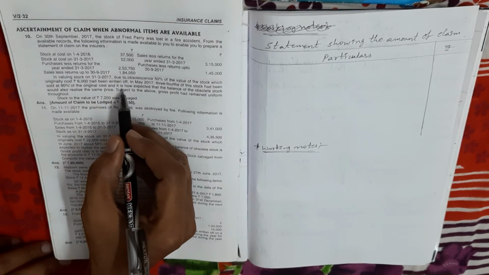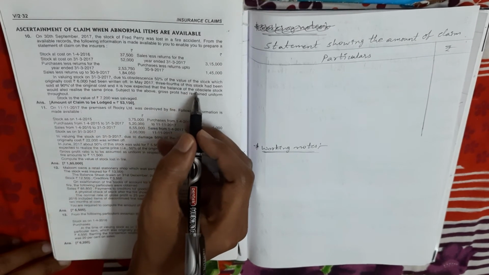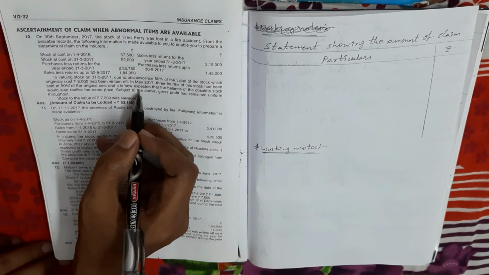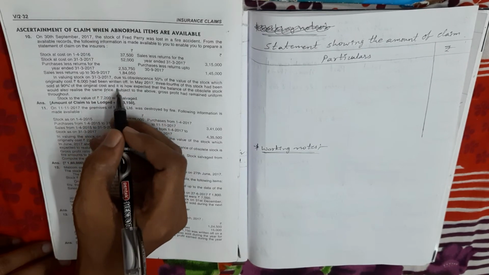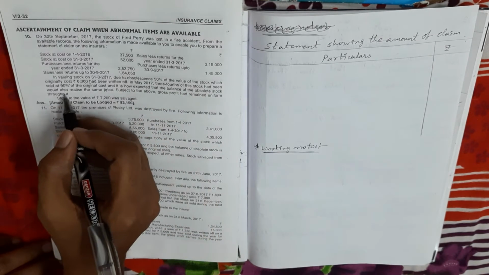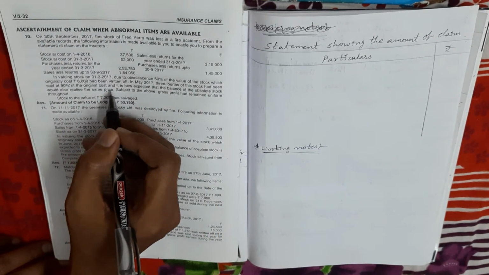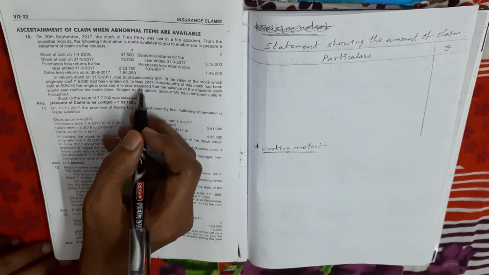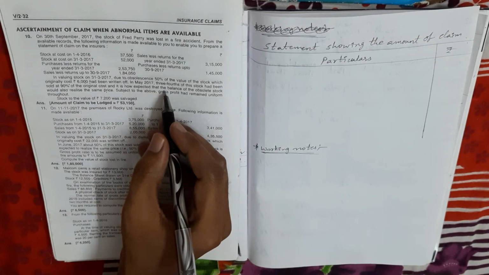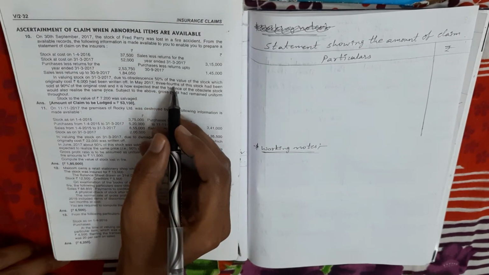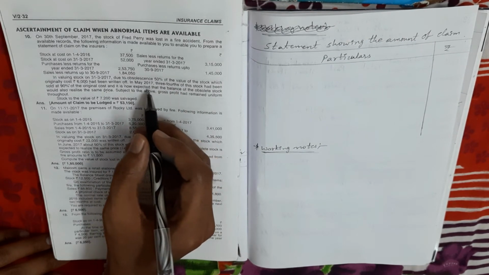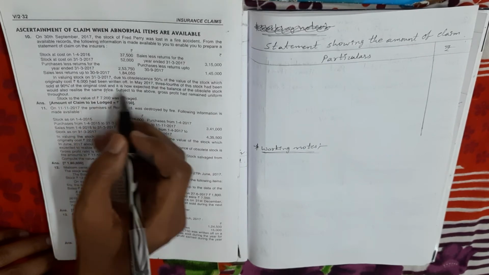And it is now expected that the balance of the obsolete stock would also be realized at the same price. The balance means, what is the balance after selling 3/4? 1/4. So that 1/4 is expected to also realize the same price. But that 1/4 of goods is not sold. Only 3/4 of goods are sold. 1/4 are not sold, but the realized amount we have to take as the same cost, that is 90% of the original cost. That is an important point.